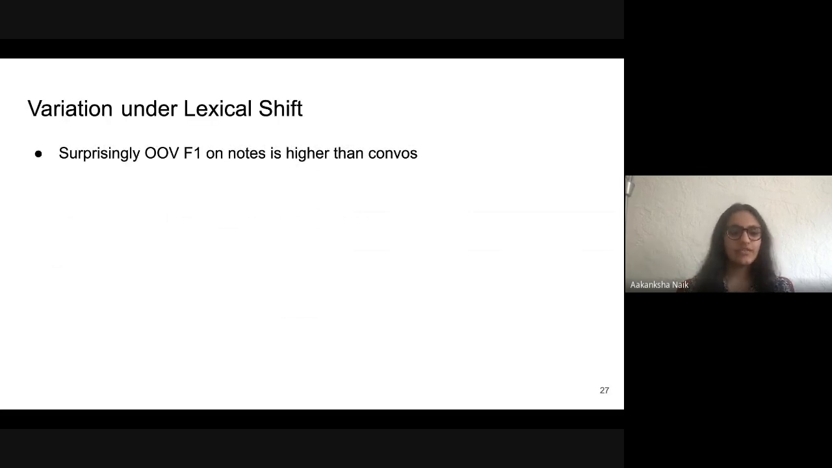So when we looked at variation under lexical shift, what we did is we looked at model performance on in-vocabulary events and out-of-vocabulary events separately. And surprisingly, we noticed that out-of-vocabulary F1 on the clinical notes was much higher than the conversations, which is kind of the inverse of what we would have expected because the notes vocabulary is much harder. But then, except for the pre-training based model.